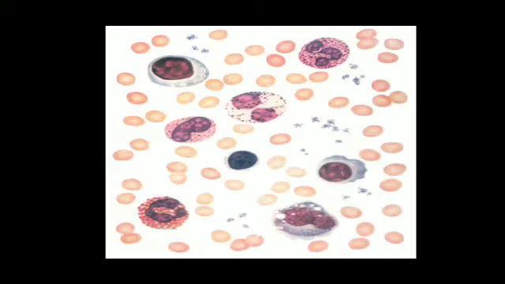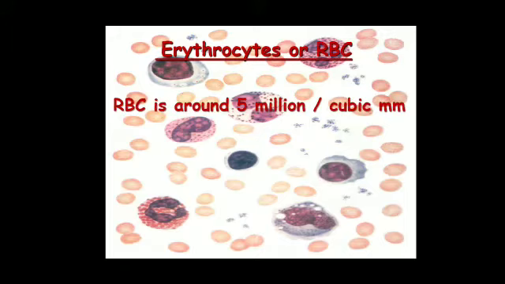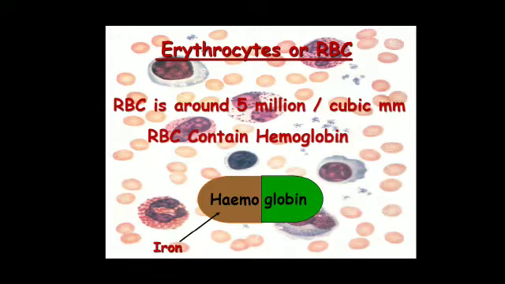These erythrocytes, in this picture you are seeing, are red in color and large in number. These are red blood cells. As far as number is concerned, red blood cells are around 5 million per cubic millimeter, and each red blood cell contains hemoglobin. This hemoglobin contains heme as well as globin. When heme and globin come together, they make hemoglobin. Heme is basically iron and globin is basically a protein. When iron and protein come together, it forms hemoglobin.